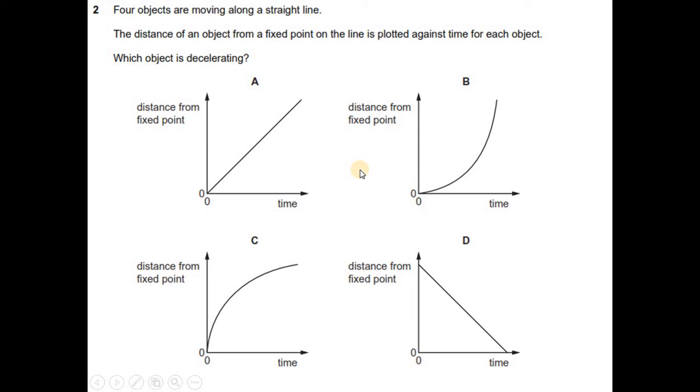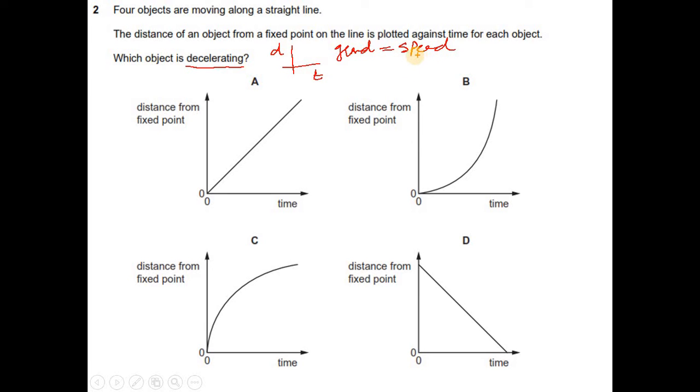Question number 2. Four objects are moving along a straight line. The distance of an object from a fixed point on the line is plotted against time. For which object is it decelerating? Remember, when the object is decelerating, its velocity is decreasing. We have four distance time graphs, and in general, for a distance time graph, the gradient of the graph gives you speed.